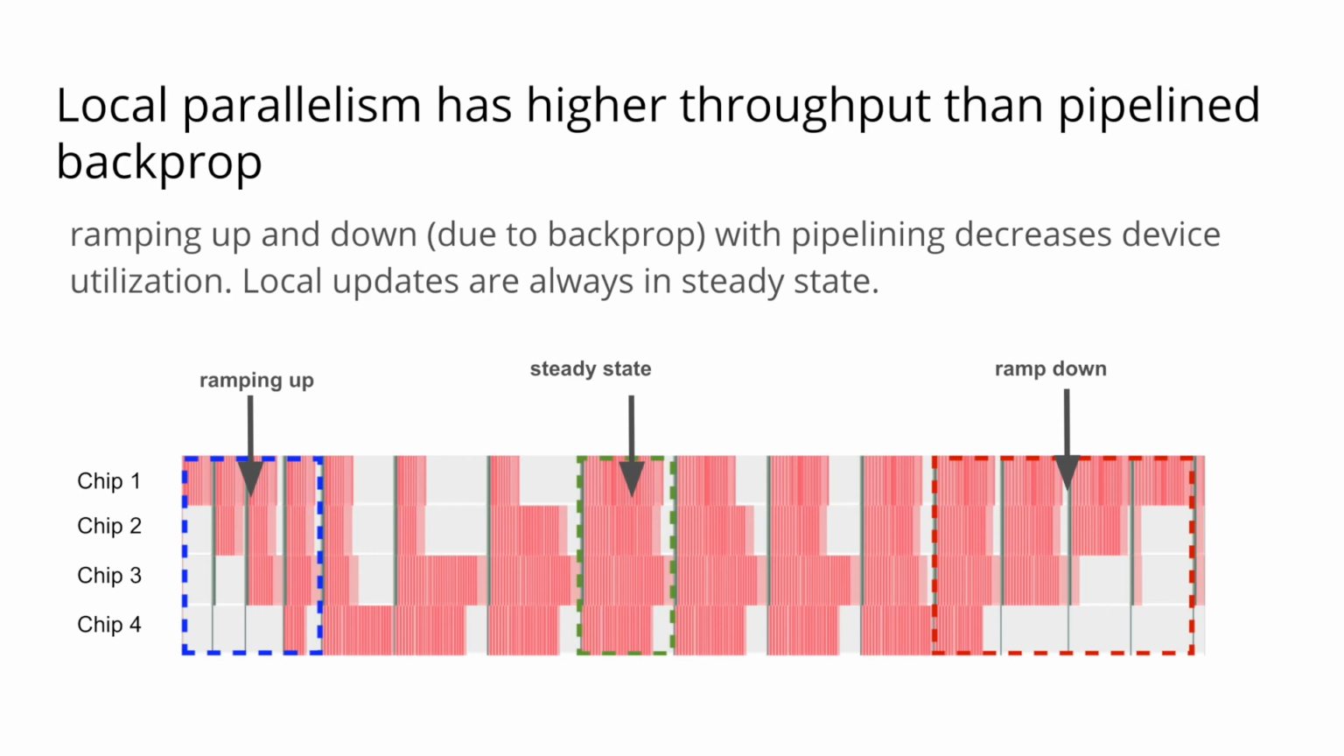In local updates, however, there's no need to send data back and forth, and there's no need for global synchronization. So as a result, once an initial ramp up is done, the pipeline can run at steady state for all of training, and thus result in much higher utilization.